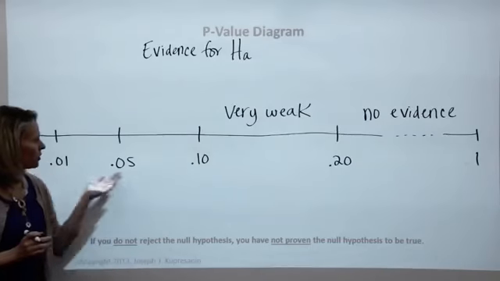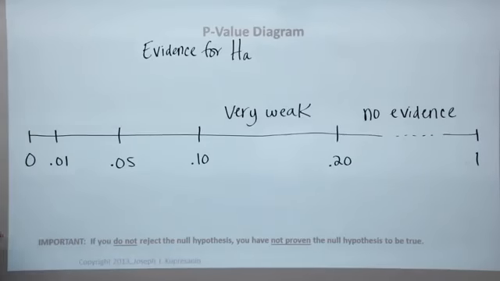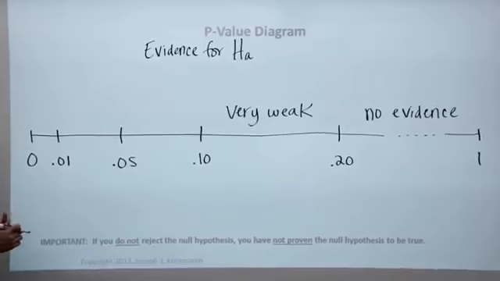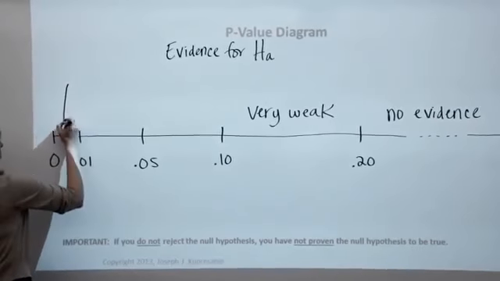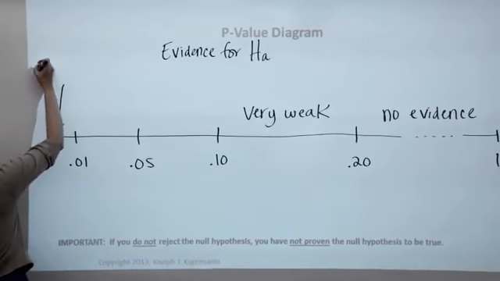All right, once you go below 10%, now we're finding some more evidence in favor of the alternative. We said that if you're below 1%, that's some pretty strong evidence in favor of the alternative. So I'll switch to down here. This is some pretty overwhelming evidence.